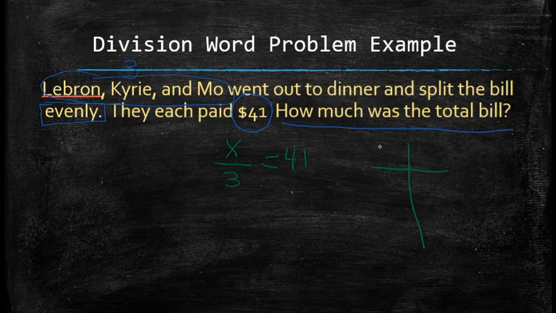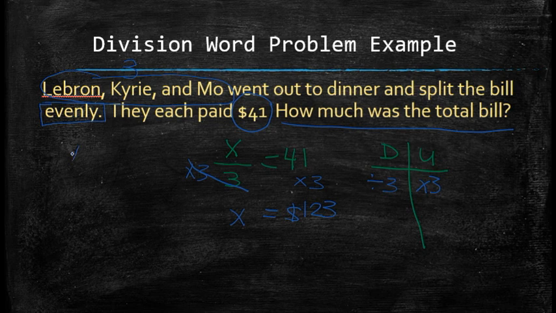I know you know how to solve this from here. Don't forget to do your do and undo chart. You know that x is being divided by 3. Therefore, the inverse operation of division is multiplication. So both sides would be multiplied by 3. You multiply both sides by 3. That cancels that out. You should have x equals, and don't forget your unit, it is in dollars, so don't forget to put that there, $123.